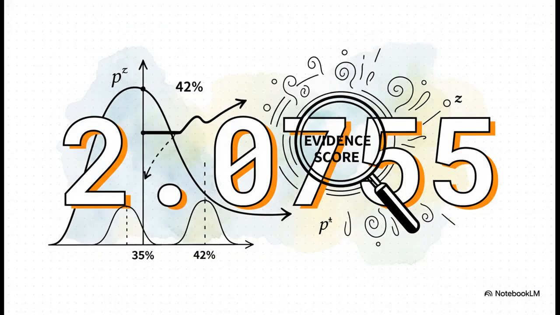And now, the moment of truth. We plug everything into our big formula, and out pops our test statistic, our z-score, 2.0755. This is it. This is our final evidence score. This number tells us that what we saw in our sample, that 42%, is more than 2 full standard units away from the company's claim of 35%. That's starting to sound pretty far out there.